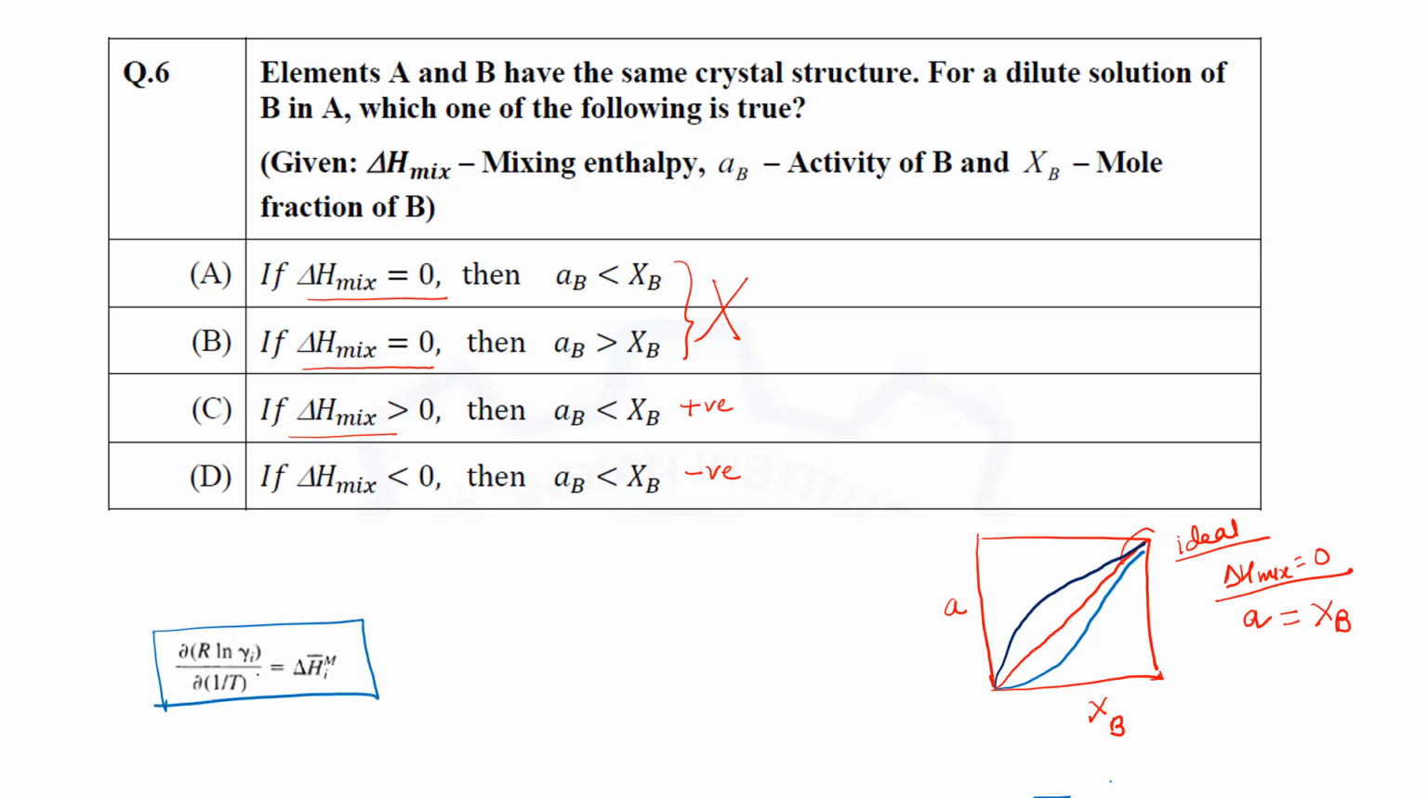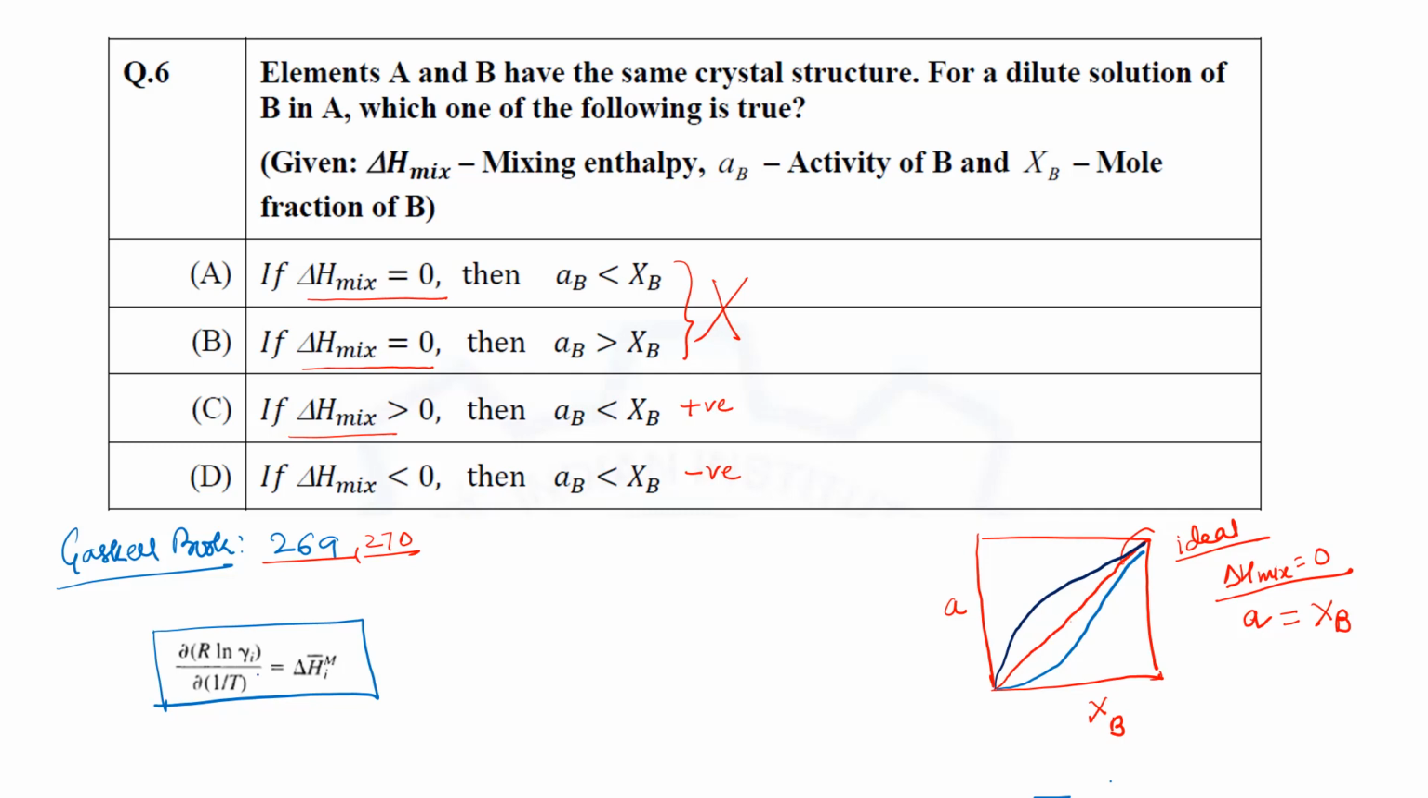The prevailing equation which decides this, you will find in the Gaskell book, page number 269 and 270. This is the equation which tells you about this delta H mix. For the ideal case, gamma i is equal to 1, so this whole term becomes 0.